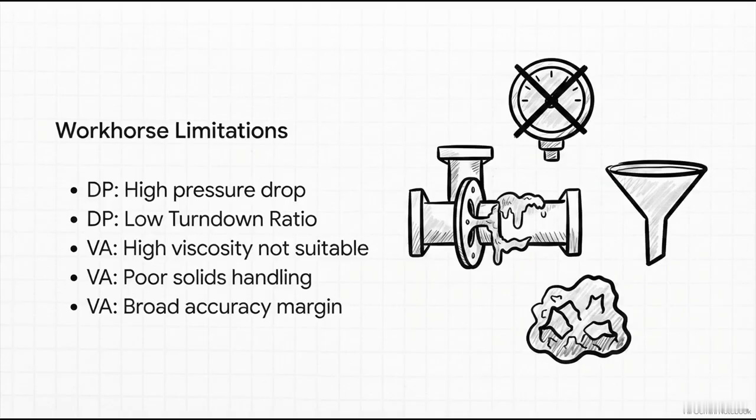Then you have the variable area meter. Since it relies on that rising float, it's completely unsuitable for thick, high-viscosity fluids. It handles solids really poorly, and it gives you the broadest accuracy margin on our entire list, sitting at plus or minus 2 to 5%. Look, they're cheap, they're reliable, but they are definitely not the most precise tools in the shed.